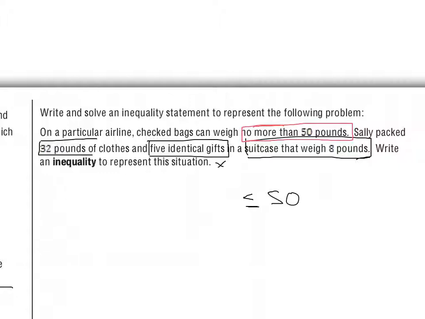Well, what are we adding up here? We have 32 pounds of clothes plus 5 identical gifts. We don't know what those gifts weigh. Plus, we have the 8 pounds of actual suitcase. So hopefully this is the inequality that you have. If not, go ahead and tweak it just a little bit. Go ahead and solve this inequality to find out how much each of those identical gifts can weigh. Hint, you'll have to start by simplifying.